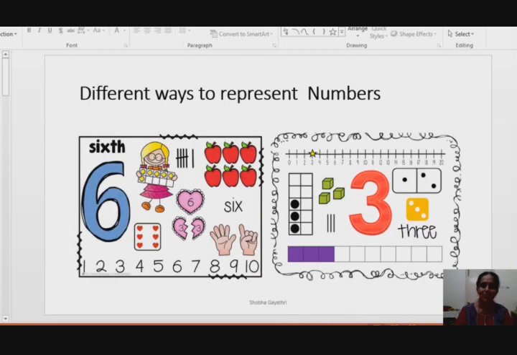Children, you know how to express numbers in many ways. You have learned this in your lower classes. Here, 6 is expressed in numerical form. 6, there are 6 apples. 6 is shown here in terms of apples. 6 can be expressed through pictures. 6 can be expressed through English alphabets. You know very well, you have taken the help of your fingers to show the numbers.